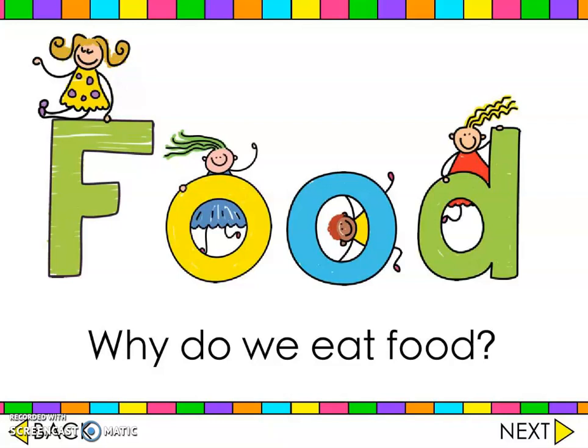Now we need to eat to get the nutrition we need to move and to grow. Plants can make their own food by changing sunlight into sugars, but humans and other animals have to eat to get their energy. We need to eat lots of different types of food to keep our bodies healthy.